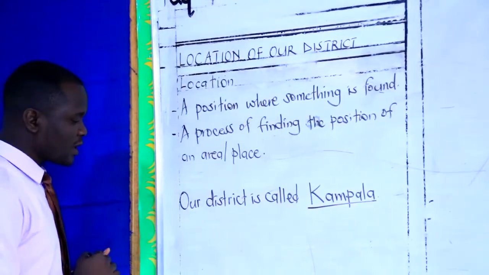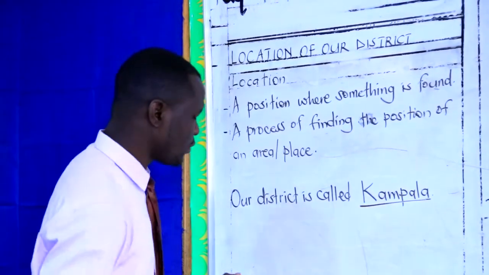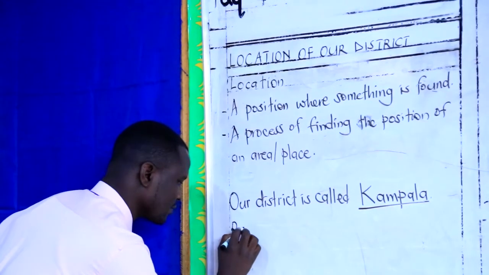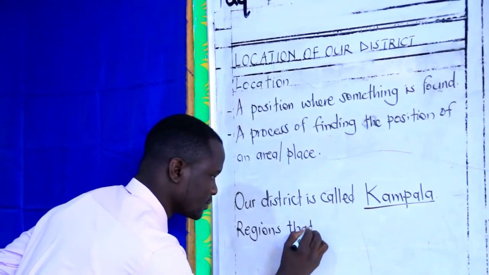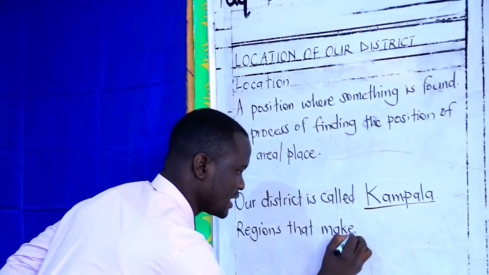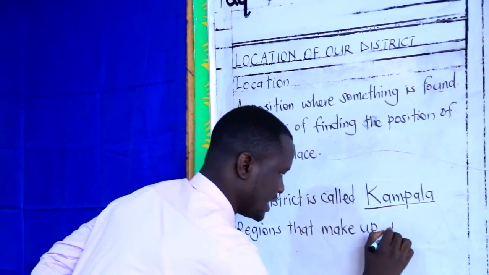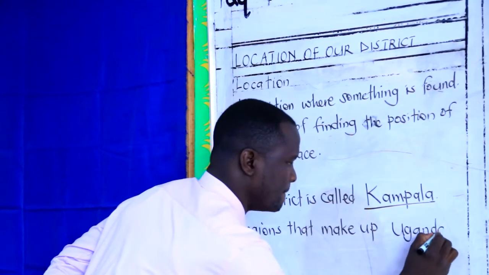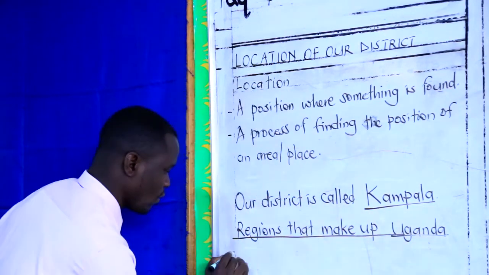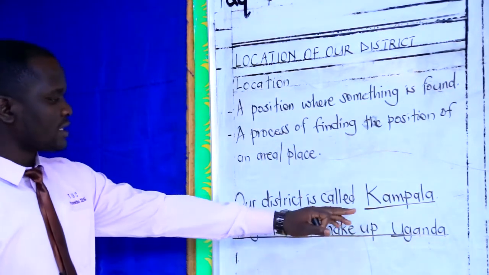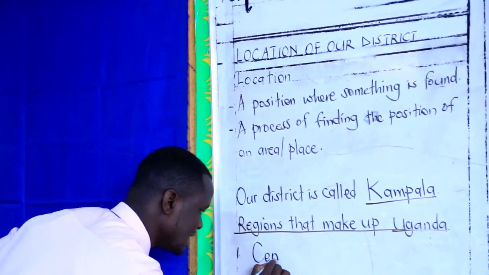Now, the other thing we need to understand is, in which region do we find our district? We have regions that make up Uganda as a country. So we are going to look at these regions. One, our district, Kampala, is found in the central region of Uganda.